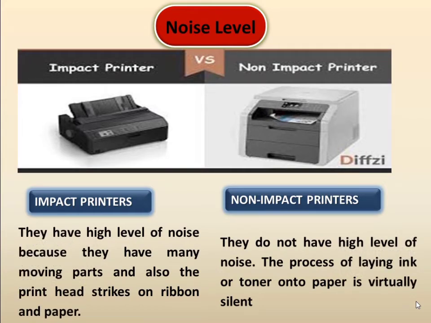Next is noise level. On the basis of noise level, impact printers have high noise level because they have many moving parts, and also the print head strikes on the ribbon and paper, which creates a lot of noise. Whereas non-impact printers don't have a high level of noise. The process of laying ink or toner onto paper is virtually silent. It means the non-impact printers are silent printers.